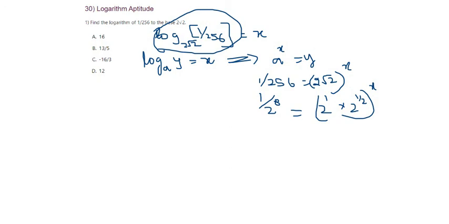Or sorry, it's not minus. 2 to the power 8, which is equal to the power, right? So when you add the powers, you add 1 plus 1 by 2 and 2 plus 1, which is 3 by 2. So 3 by 2 can also be written as 3 of x by 2. You can even write it this way.